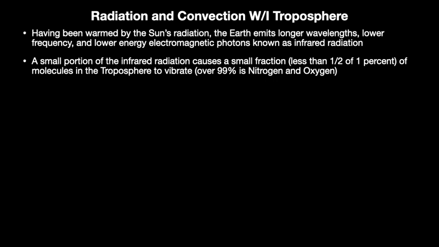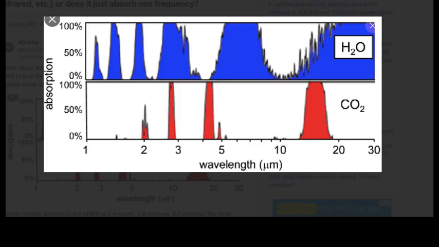And a small portion of that infrared radiation causes a tiny fraction, actually less than 1/2 of 1% of the molecules in the troposphere to vibrate. Over 99% of the atmosphere is nitrogen and oxygen, which do not get excited by infrared radiation like do water vapor and carbon dioxide, which are the most abundant of the trace gases that get labeled greenhouse gases.